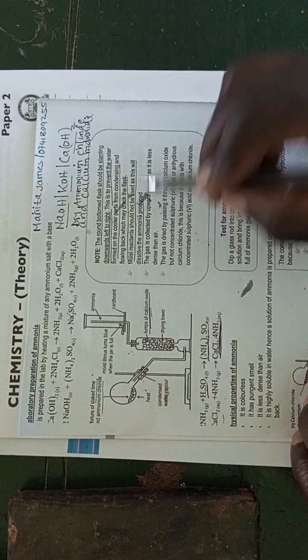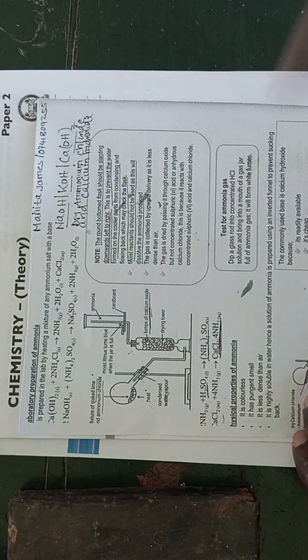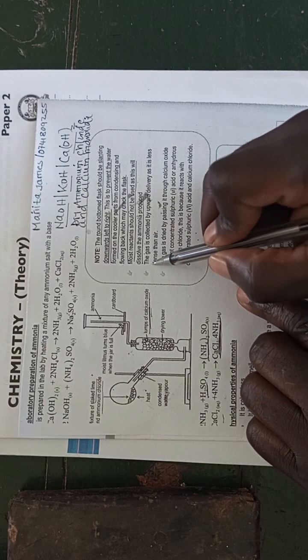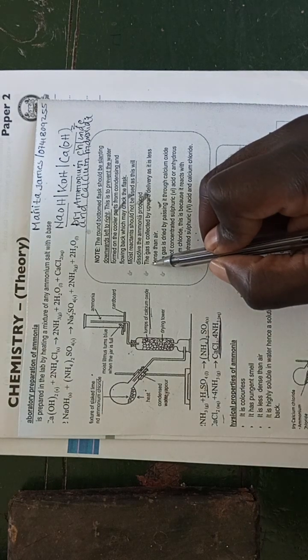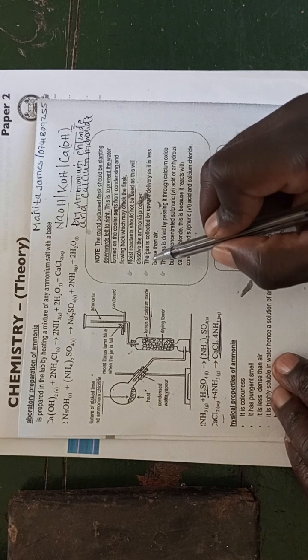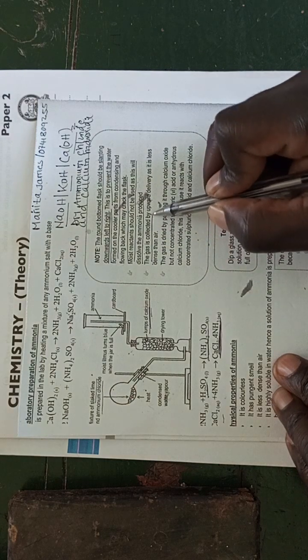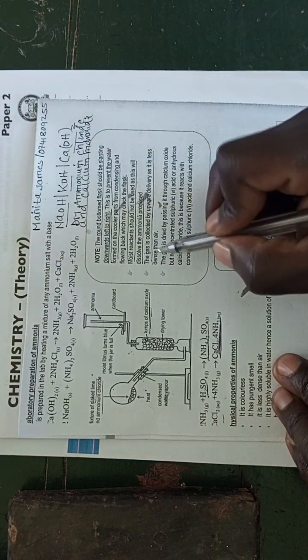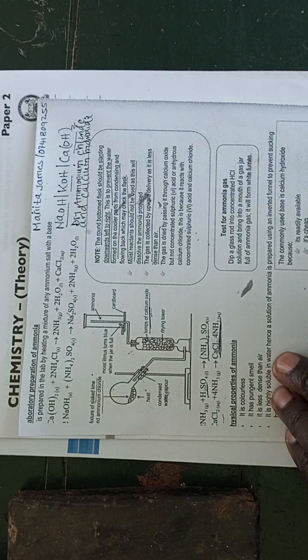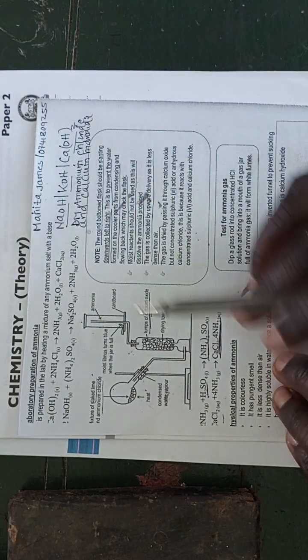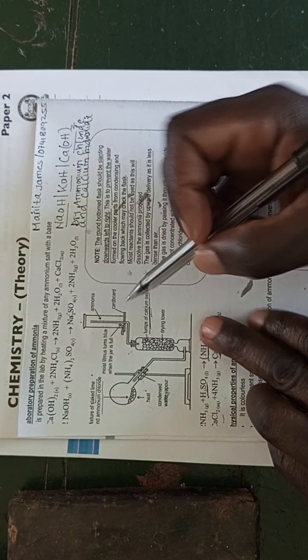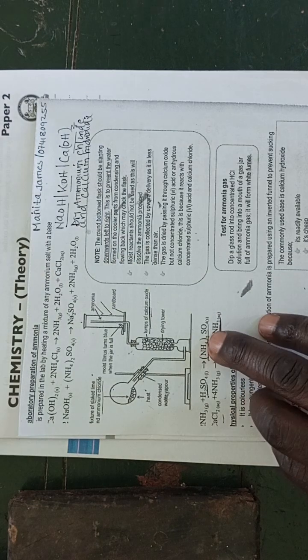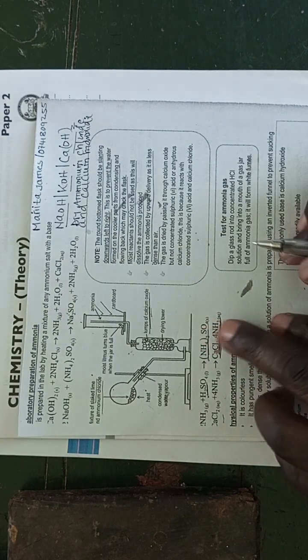The moist reactant should not be used, as this will dissolve the ammonia gas produced. And again, once the gas has been dried, very important to note, it must be collected by the upward delivery, as it is less dense than air. So the method of gas collection must be upward delivery, as shown on this diagram, because the gas is less dense than air.